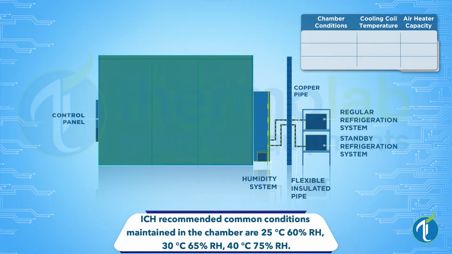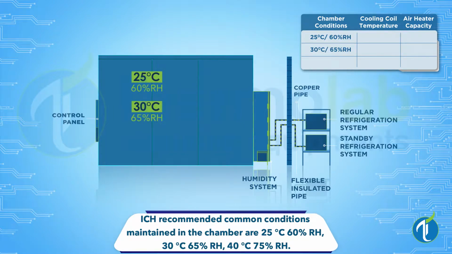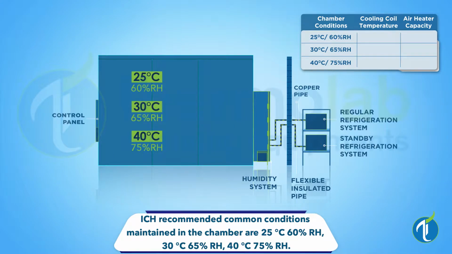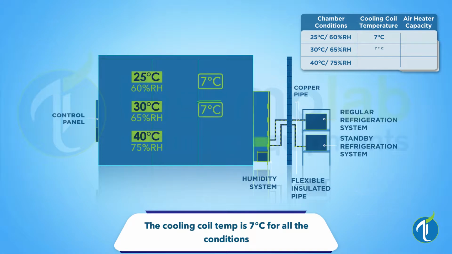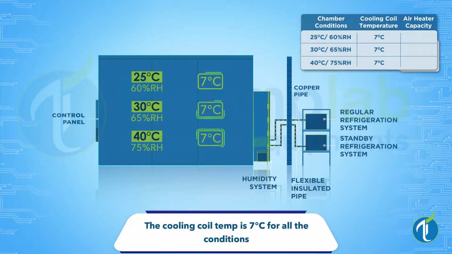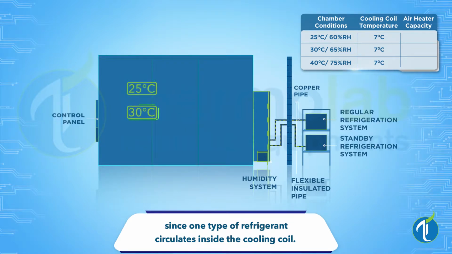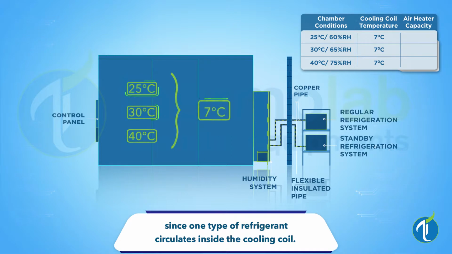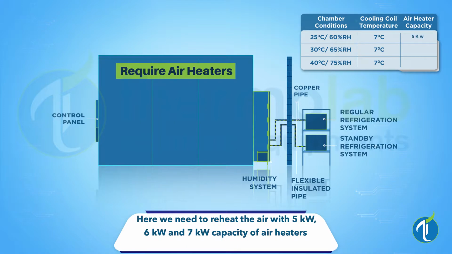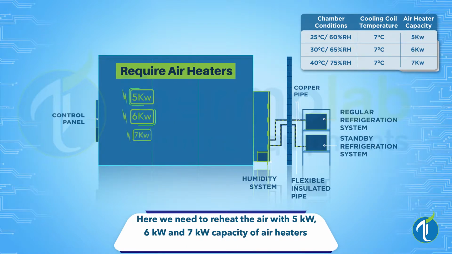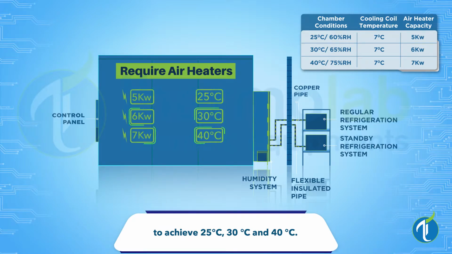The chamber conditions are 25 degrees Celsius 60% RH, 30 degrees Celsius 65% RH, and 40 degrees Celsius 75% RH. The cooling coil temperature is 7 degrees Celsius in all three cases. If you want to set the condition of 25, 30 or 40 degrees Celsius, when the cooling coil temperature is 7 degrees Celsius, we have to heat the air. We require air heaters around 5, 6 or 7 kilowatts to heat to 25, 30 or 40 degrees Celsius.